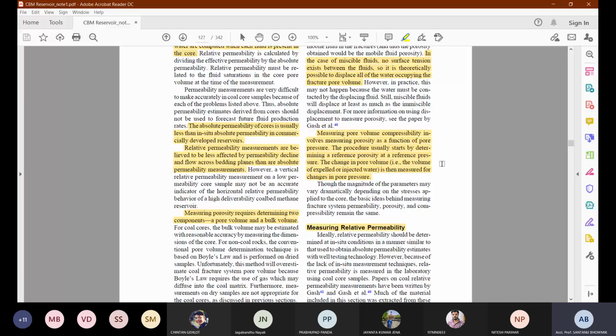And as the open spaces, the aperture, change, your permeability is also going to change. Okay.